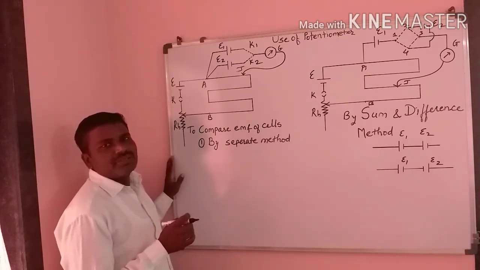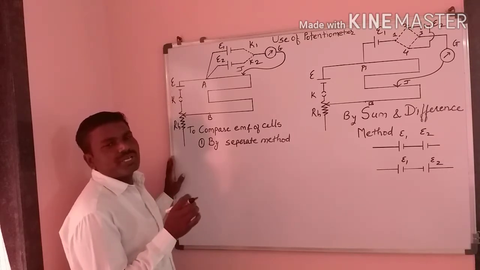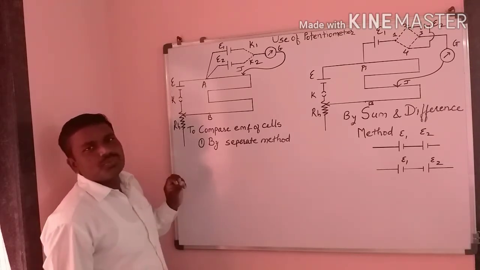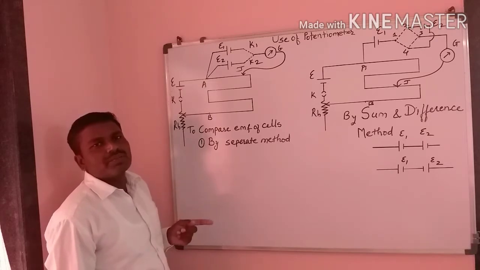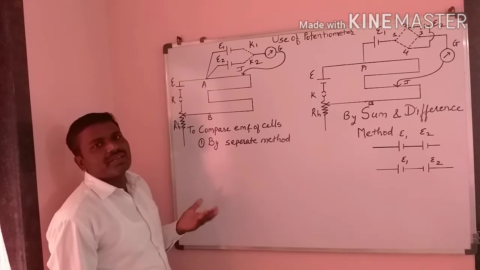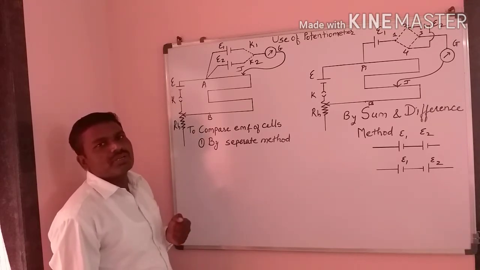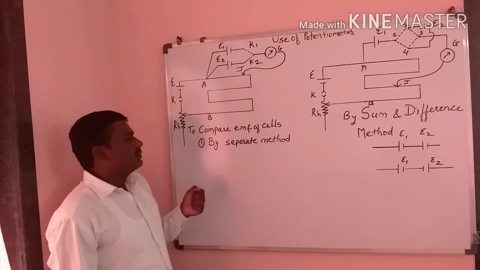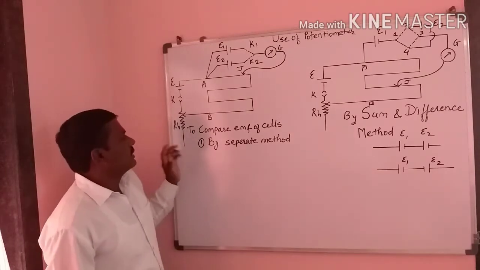The first is to compare the EMF of two cells. When we compare two cells, there are two methods. One is the individual or separate method, and the second is the sum or difference method. First we see the separate method.